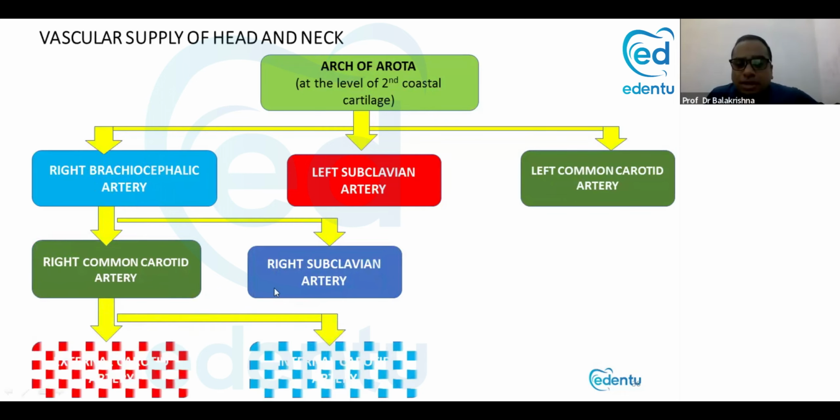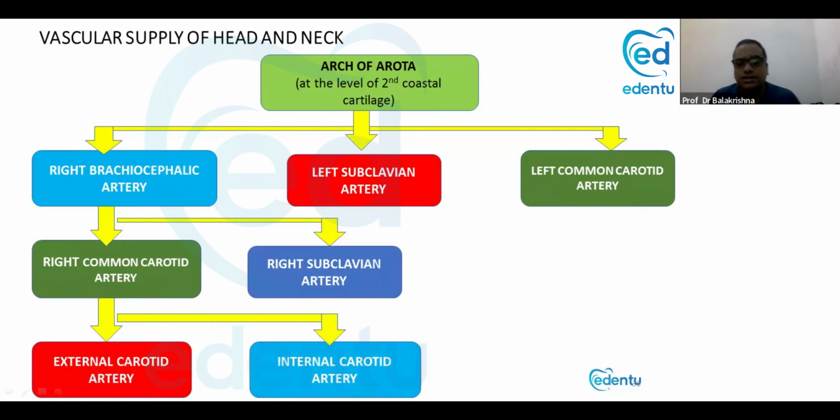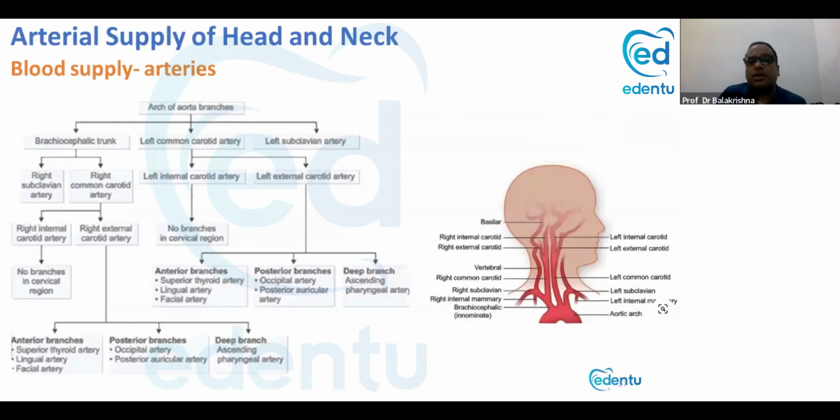Now from the right common carotid artery, again 2 branches: external carotid artery and internal carotid artery. So if someone asks you what is external carotid artery, it is a branch of right common carotid artery, right brachiocephalic, arch of aorta. Now this external carotid artery again has so many branches.